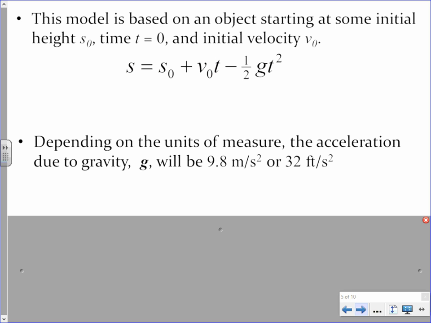Now, if something is falling into the ground, then gravity is pulling it in the negative direction, which is why we have a subtraction sign in our equation right here. That gravity is pulling in the negative direction. Okay, we're pulling down.